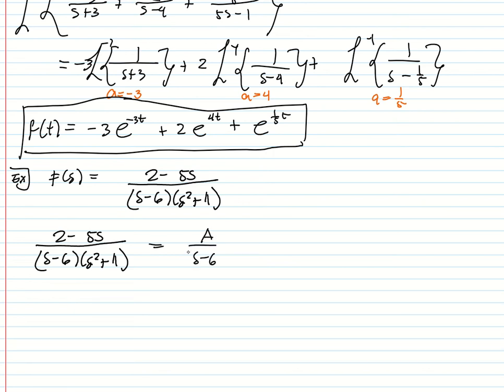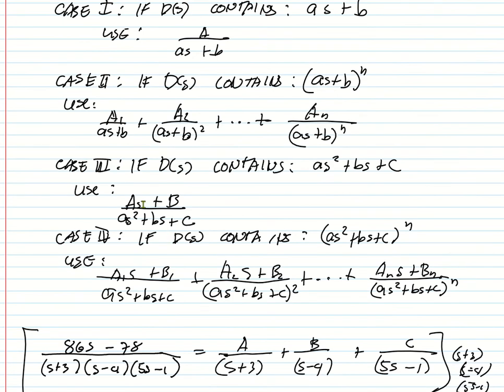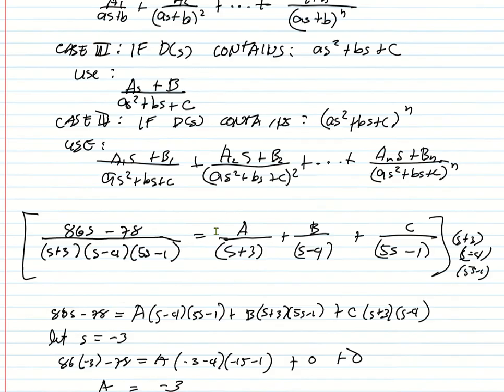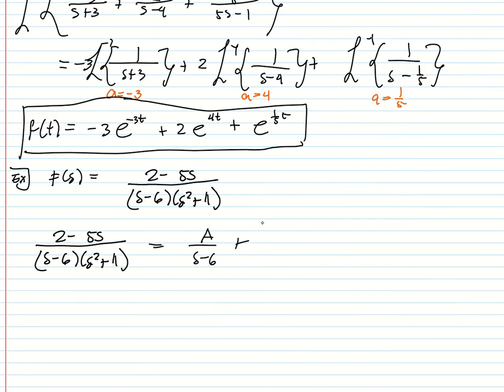Case number 1. And the second one is case number 3. This is quadratic, s squared plus 11. So for case number 3, we need to put s plus b in the numerator. Because we have a here, we'll start with b times s plus c all over s squared plus 11. And the next, we multiply both sides with s minus 6 times s squared plus 11.